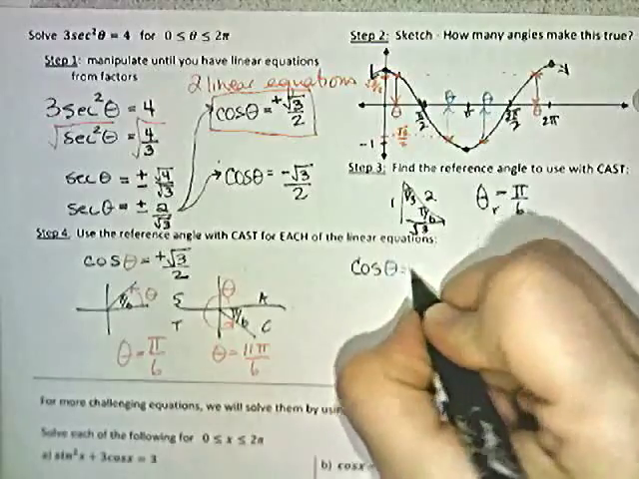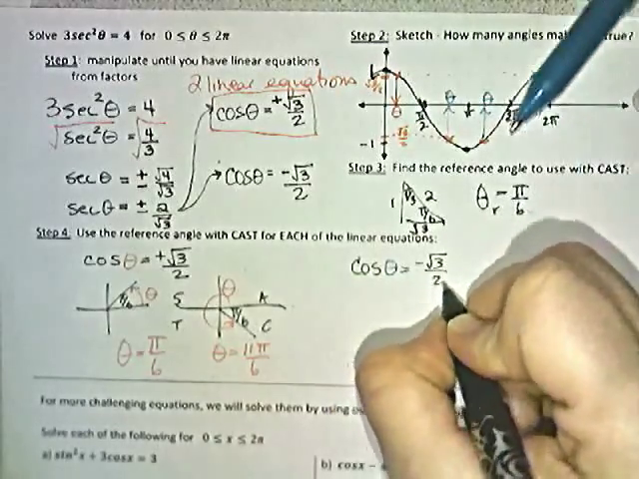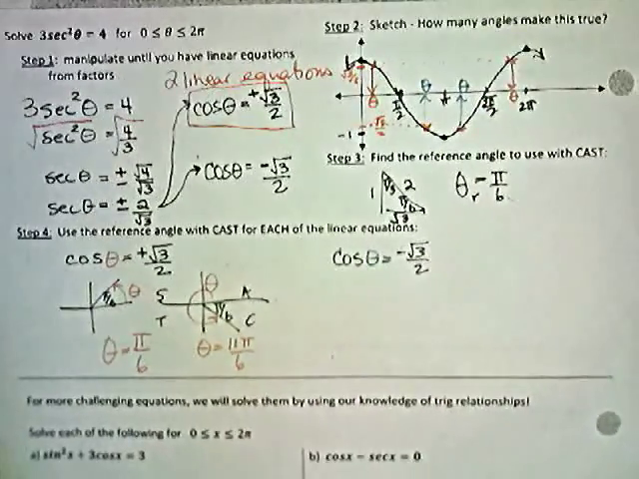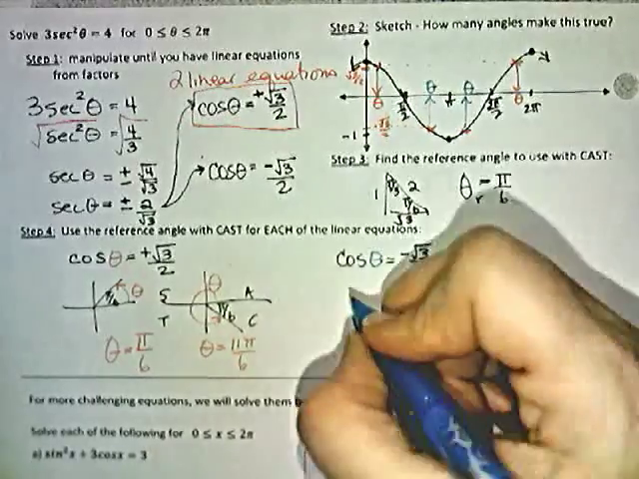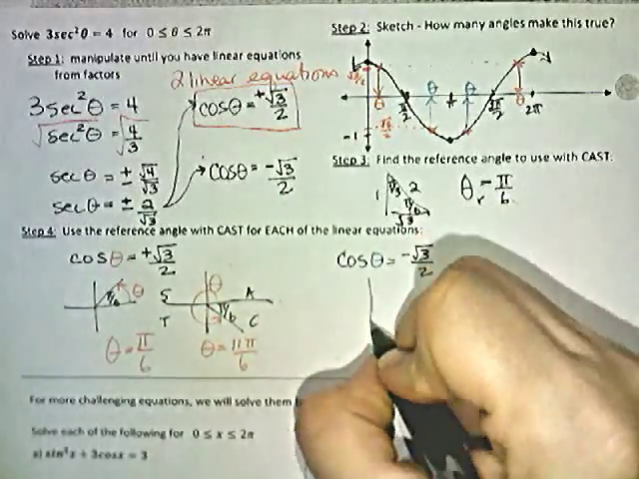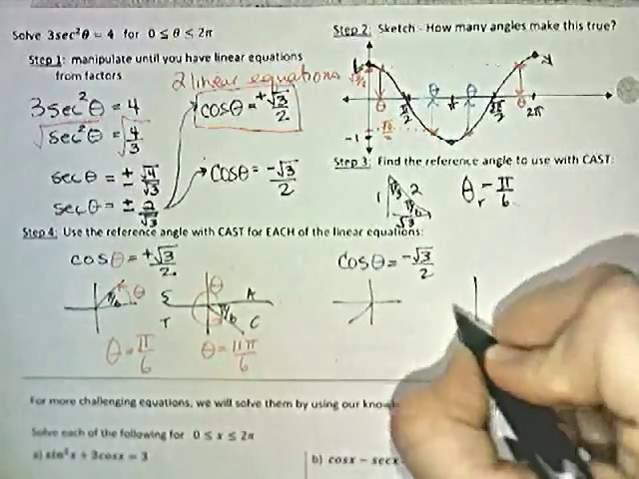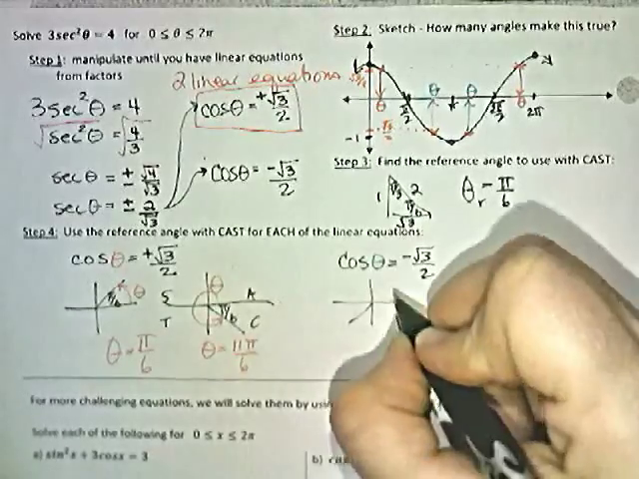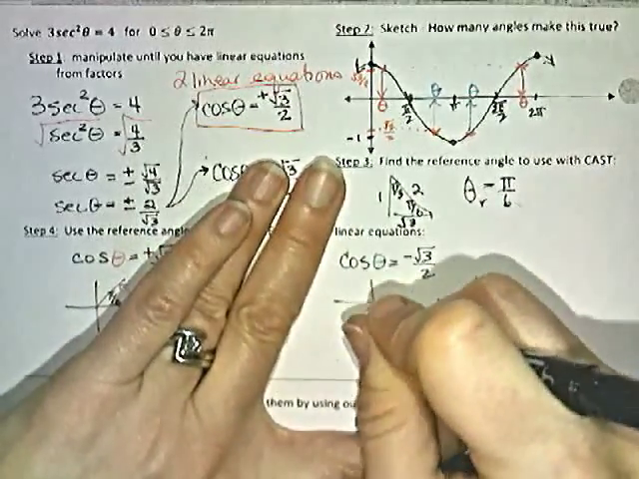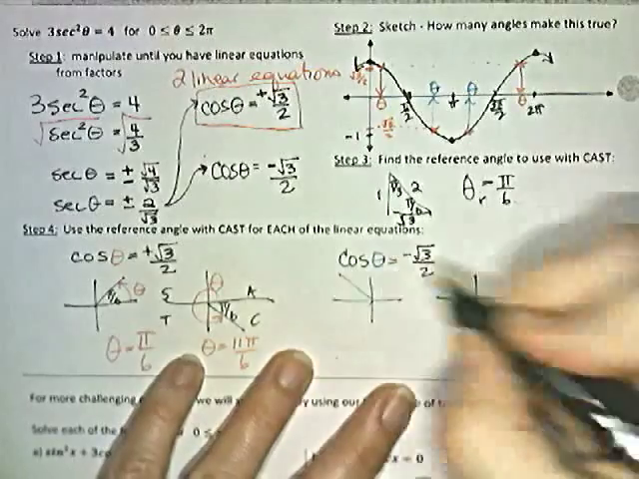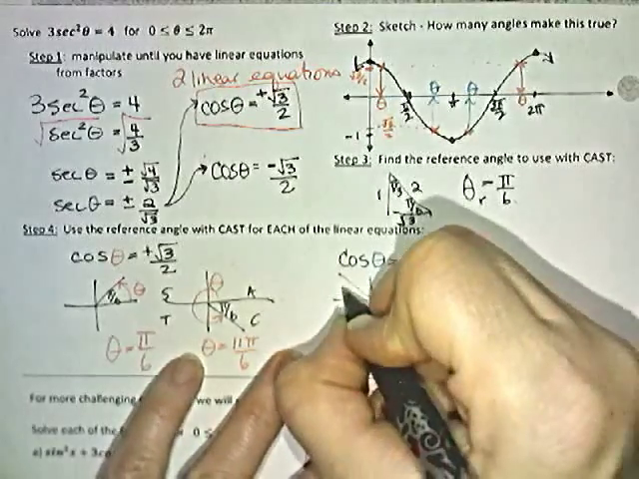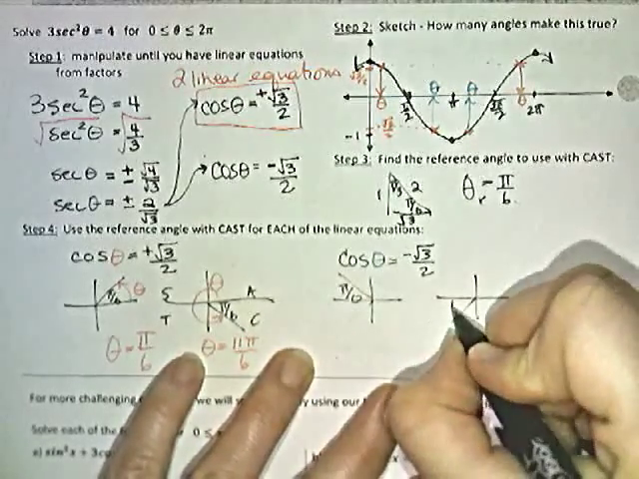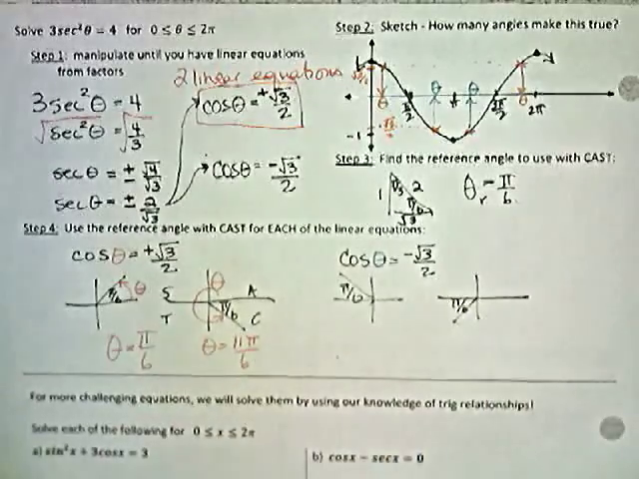Where is it negative root 3 over 2? And so root 3 over 2 reference angle for cosine is my pi by 6. And so I would plunk that into the other 2 quadrants where cosine is negative. So let's do the 2nd quadrant angle first, and the 3rd quadrant. So pi by 6 reference angle goes into both of those.